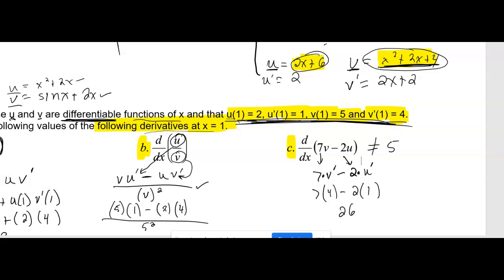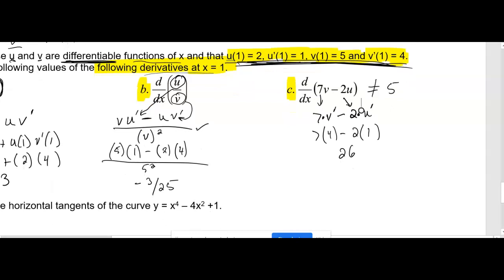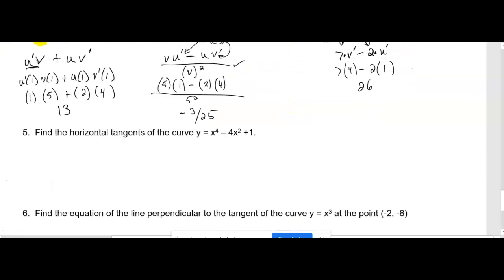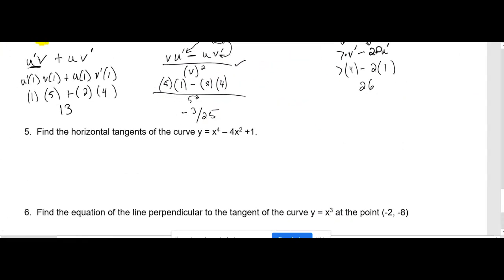All right, any questions on that? Sometimes that's a head scratcher for some people. Does that make sense? Good. All right. We might almost finish here. Number 5 is, yeah, let's see where we're at.